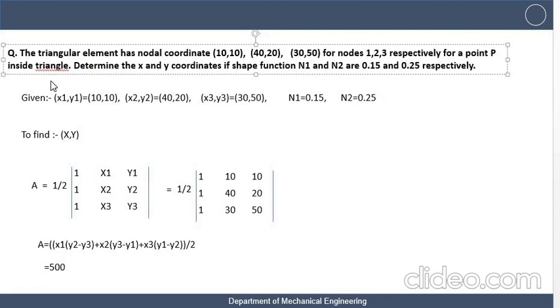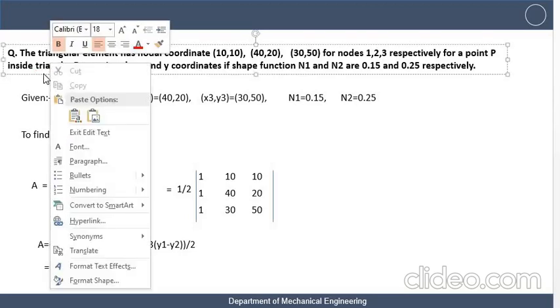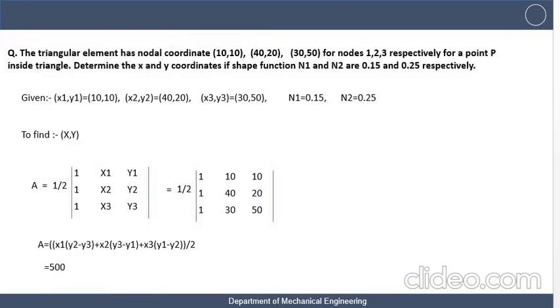Next problem: a triangular element has nodal coordinates 10, 10, 40, 20, 30, 50 for nodes 1, 2, 3 respectively. For a point P inside the triangle, determine the x and y coordinate if shape functions n1 and n2 are 0.15 and 0.25 respectively.